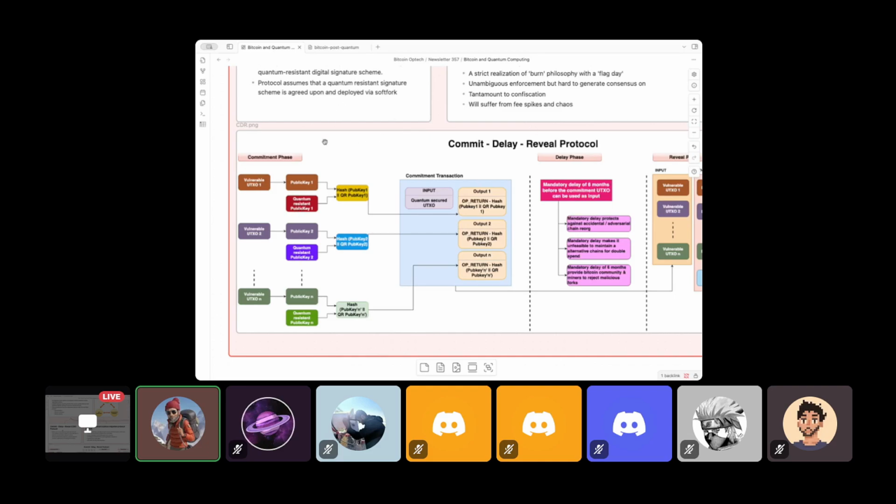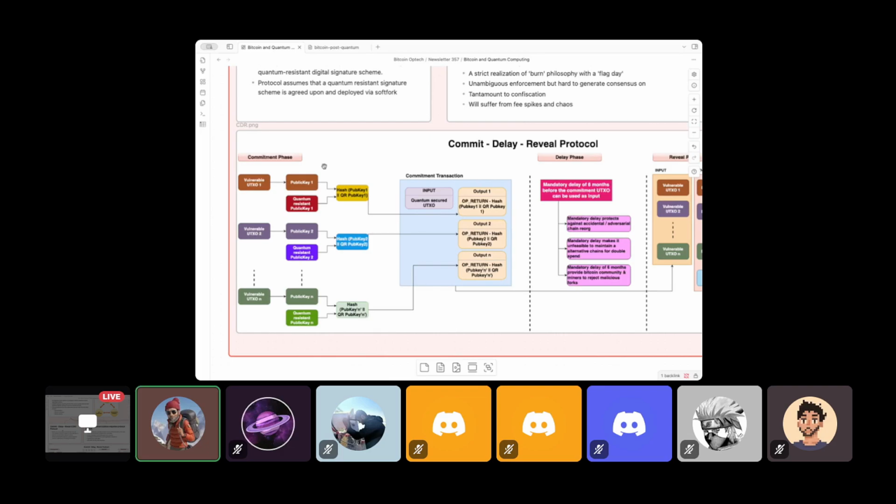This CDR protocol assumes that the Bitcoin community has agreed upon a post quantum signature scheme like BIP 360 that we saw above, or Lamport signature, whatever it might be. They have made all the soft forks for that particular change, and now they are ready to go. Only after such changes have been made can you come to this protocol. So it happens in stages.